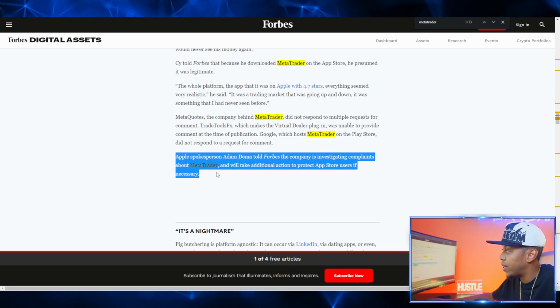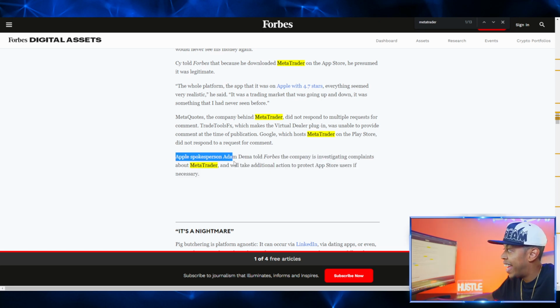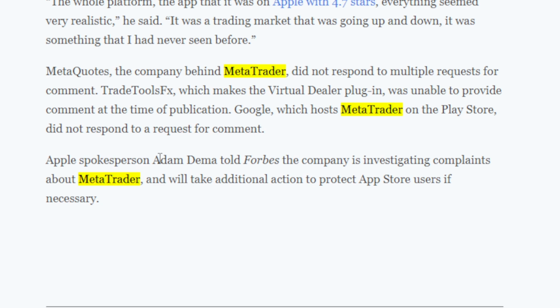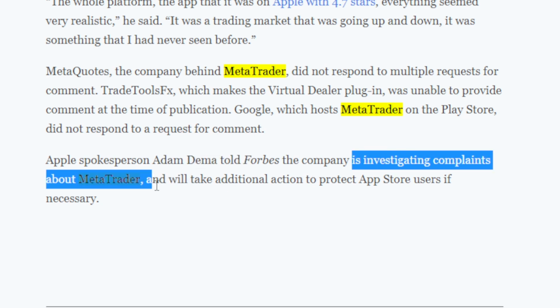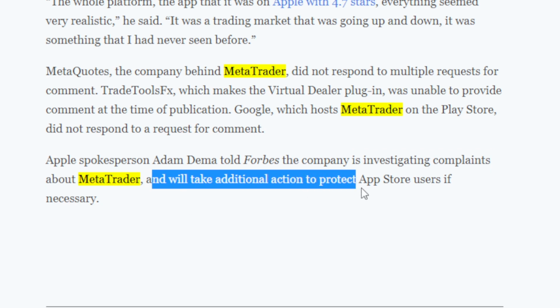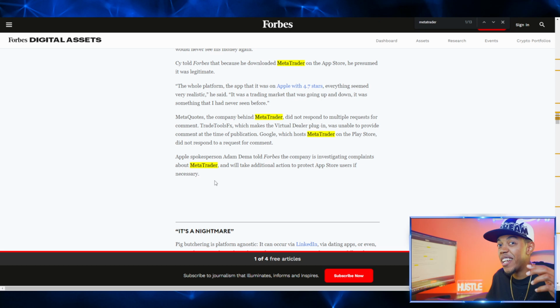And this is another very, very, very important part. This article came out days before the actual suspension, and check this out. Apple spokesperson Adam Demma told Forbes that the company is investigating complaints about MetaTrader and will take additional action to protect the App Store users if necessary. So this article came out before it was actually removed, and now it's officially removed. Seems like they're doing more due diligence into MetaTrader.